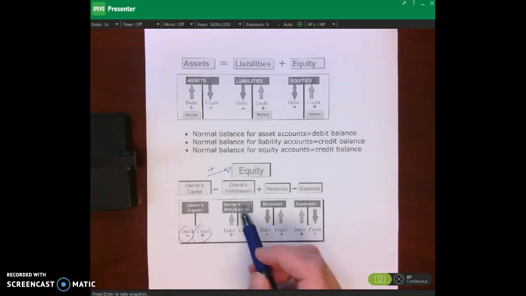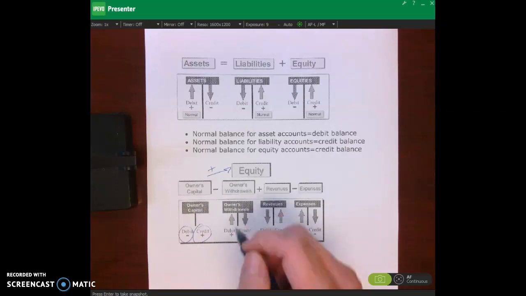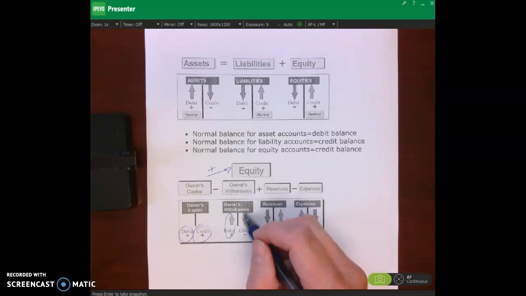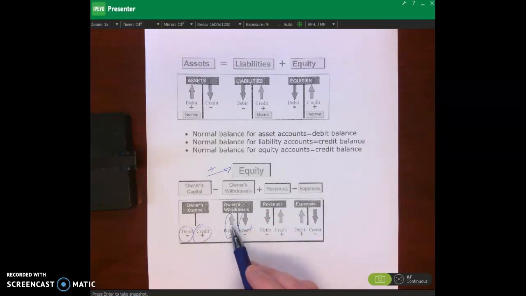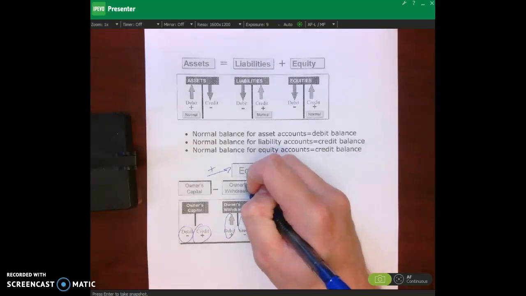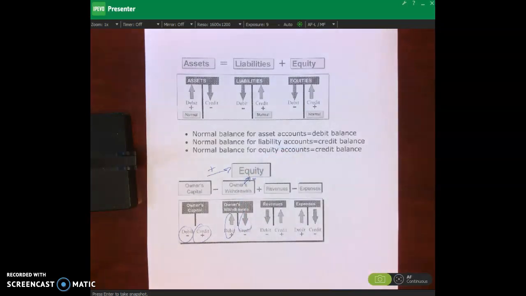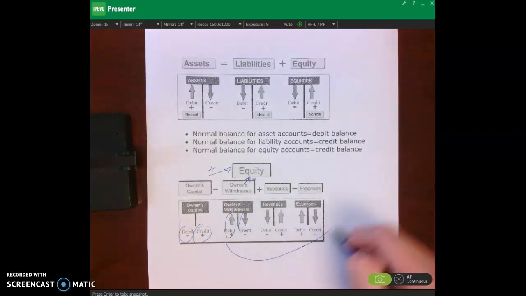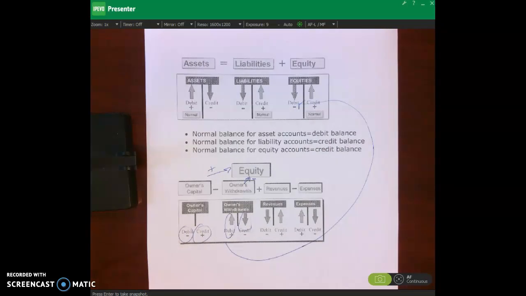Sorry. Owner's withdrawals, the way to increase owner's withdrawals is with a debit. The way to decrease owner's withdrawals is with a credit. Why is that? Because as owner's withdrawals go up, equity goes down. How do I make equity go down? With a debit. Okay, so that corresponds to up there. That's why as owner's withdrawals go up, we recognize that with the debit. And the reason is because as owner's withdrawals go up, equity goes down.